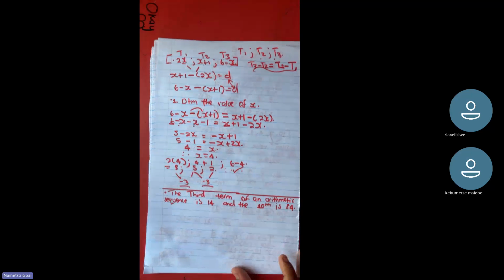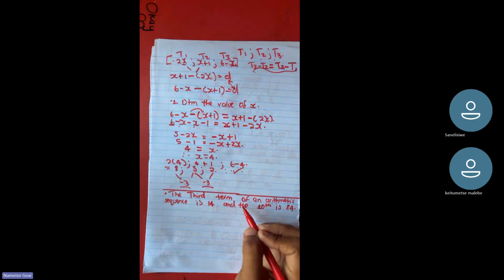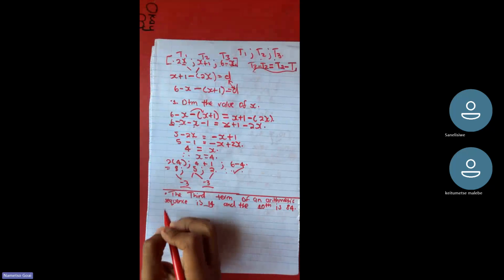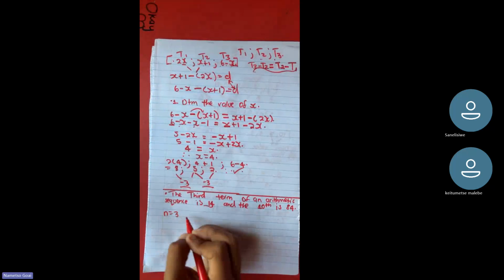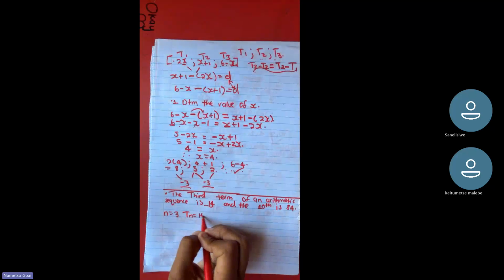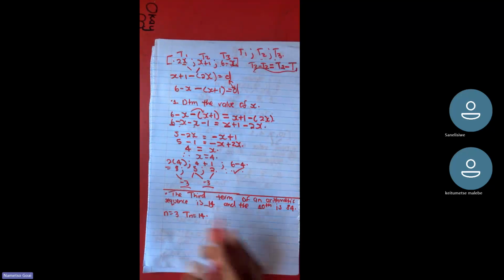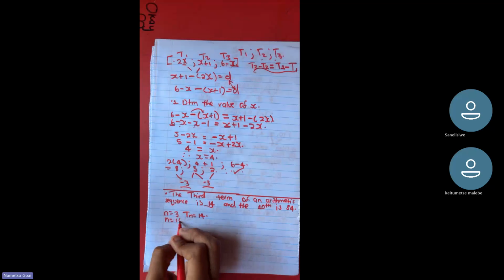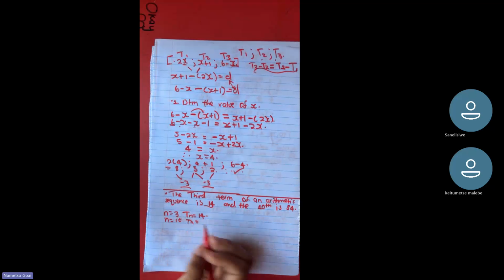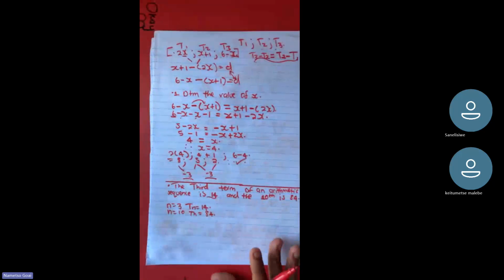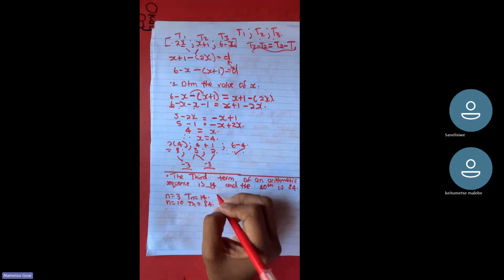Okay. So they're telling us that the third term of the arithmetic sequence is what? It is 14. So we know that when n equals 3, Tn equals 14, right? And the 10th is 84. So we know that when n equals 10, Tn equals 84. From this question, they then ask us to calculate the 100th term of the sequence, right? Let me just write it here.